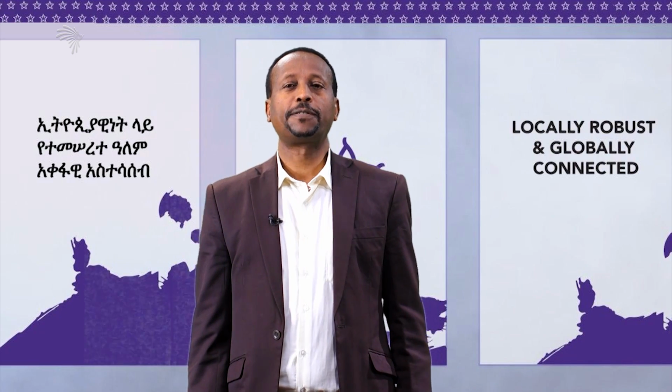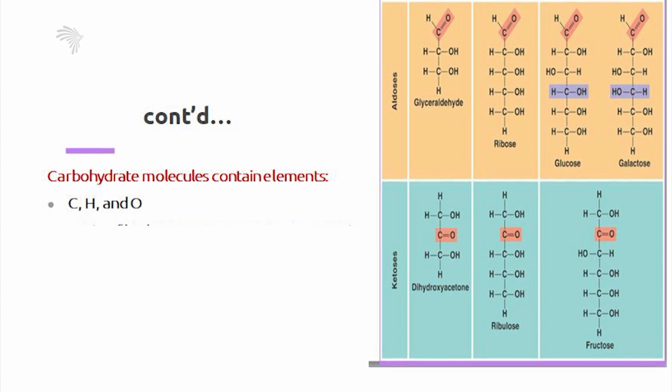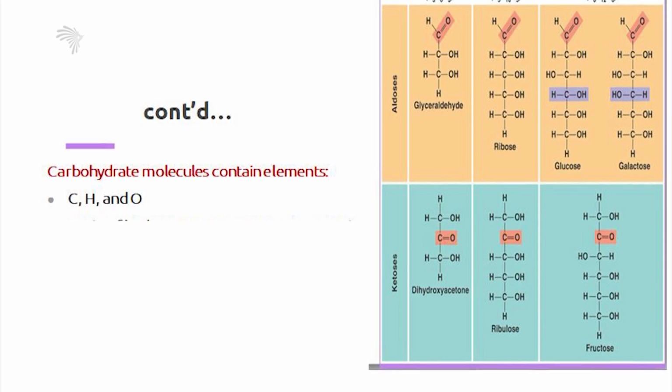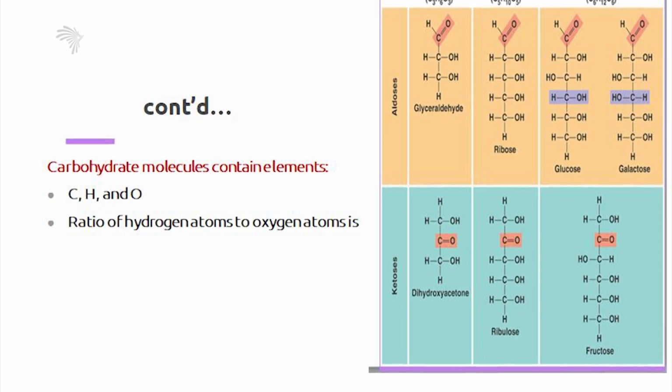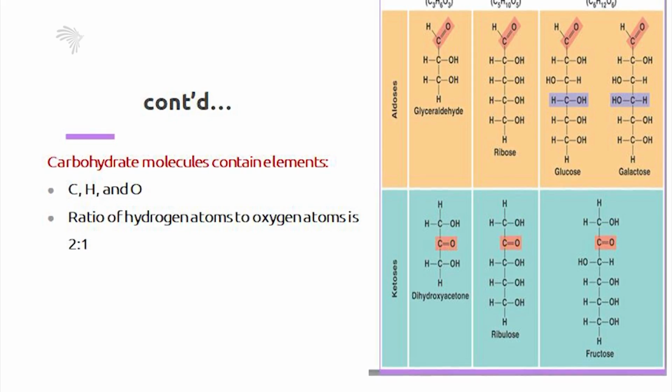So far, students, we have discussed the inorganic molecules. Now we proceed to the organic ones. One of these organic molecules is the carbohydrate molecule. Carbohydrate is composed of carbon, hydrogen, and oxygen, in a ratio of hydrogen to oxygen atoms of 2:1.